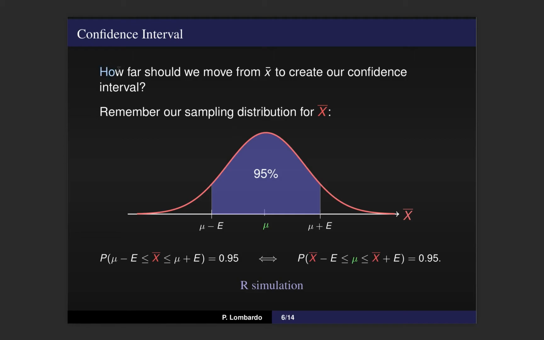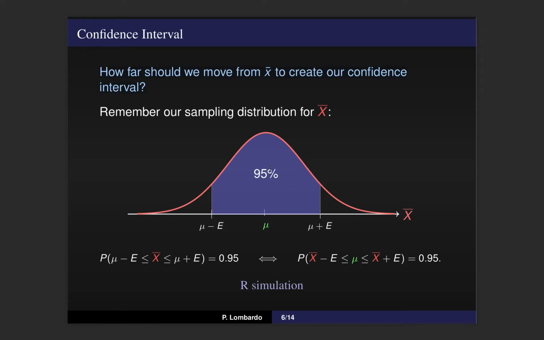So the question was, how far should we move from x bar to create our confidence interval? And what I'm telling you is the same margin of error that we used to compute that middle 95% of the sampling distribution should be used to move away from our x bar estimate to create our confidence interval. So the same distance from the center of our sampling distribution out to the edge is going to give us the right margin of error.